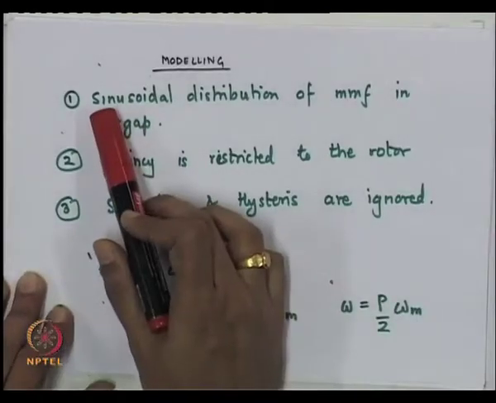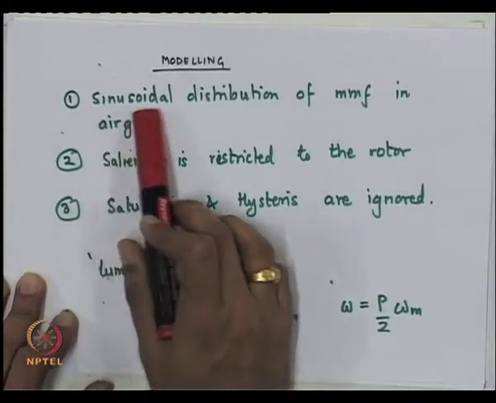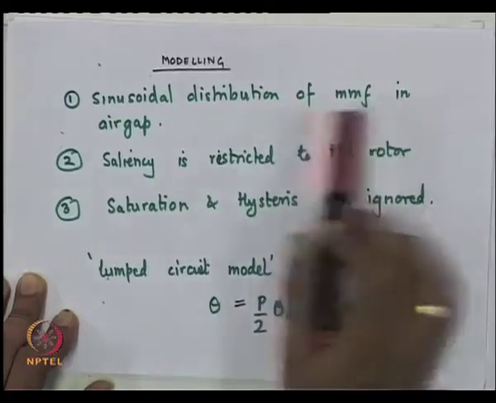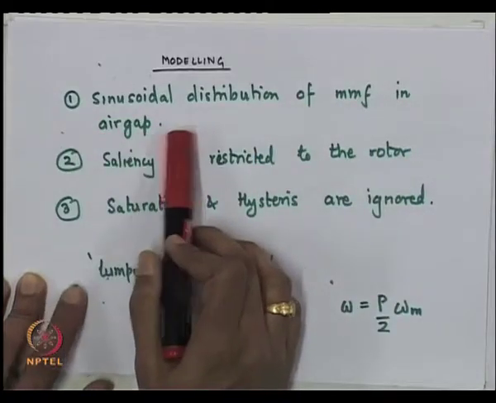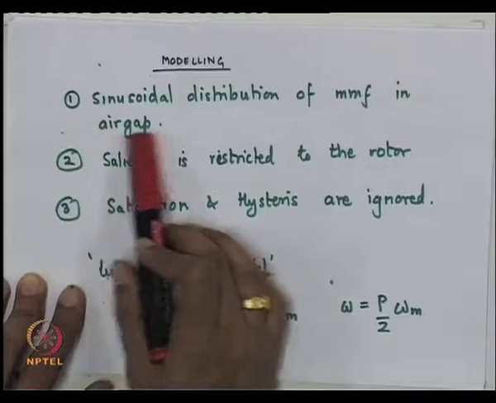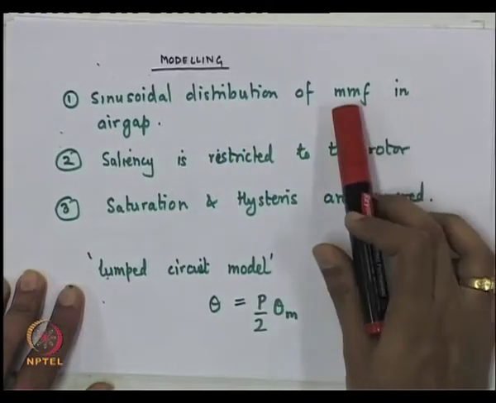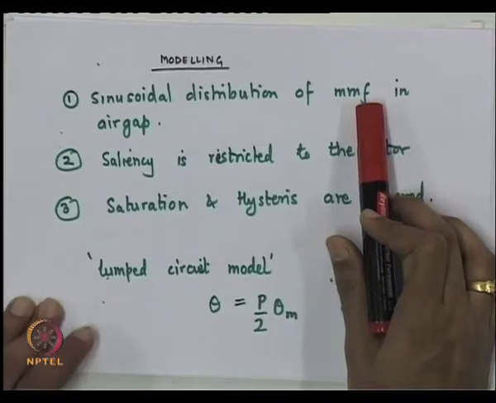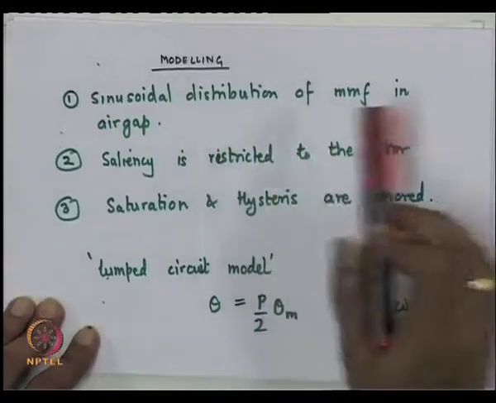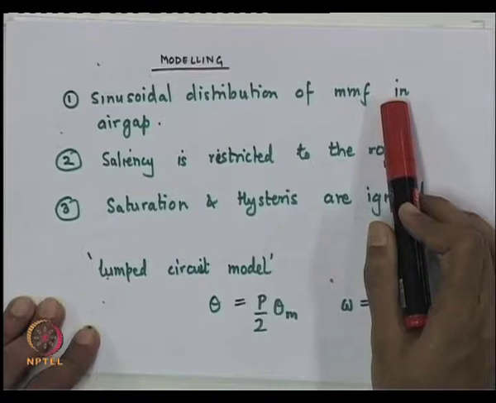Now, I will just read out the main assumptions which we are going to make. One important assumption is that there is a sinusoidal distribution of MMF in the air gap. So, the air gap in the synchronous machine will see a sinusoidal magnetomotive force. This is an assumption. Actually, we do have almost sinusoidal distribution of MMF because of the winding arrangements used in a synchronous machine.